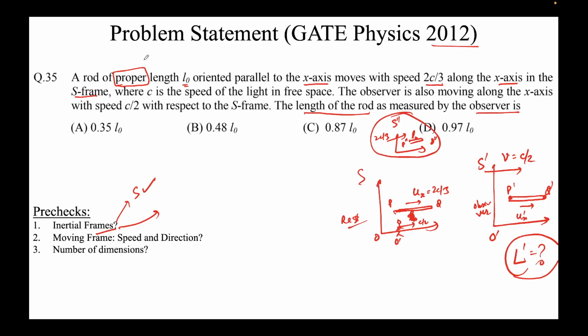No, that's why I tell you proper length is measured when you are in that object's frame. Here the object is moving, object is not at rest. In this S double prime frame which is moving at 2c by 3 with respect to S, here the length will be L0, not here. Here it will be something else. It will not be L0 here.